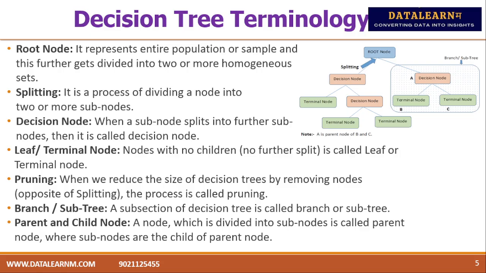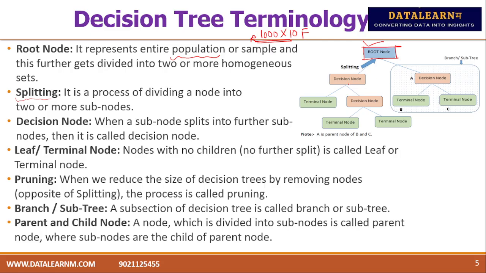Now try to understand the structure first. What are the key terminologies in a decision tree? Initially it will have a root node, which will represent the entire population. That means whatever data is there, say 1000 rows and 10 features, 10 columns, those will be provided at the root node. It has a tree-like structure, and this further gets divided into two or more homogeneous sets. How is it divided? Based on some condition. That is done with the help of splitting.